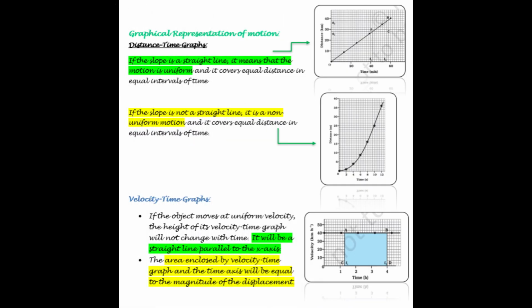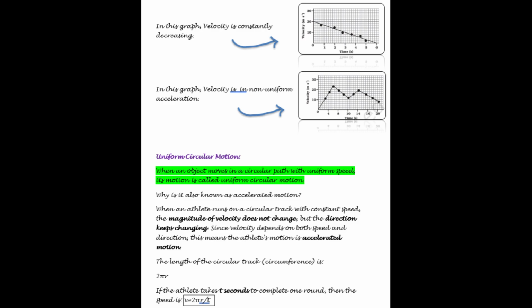Graphical representation. Distance time graph, a straight line shows uniform motion, and a curved line shows non-uniform motion. Velocity time graph, a horizontal line shows constant velocity, a sloping line upward shows acceleration, and a sloping line downward shows deceleration. The area under the velocity time graph gives displacement.